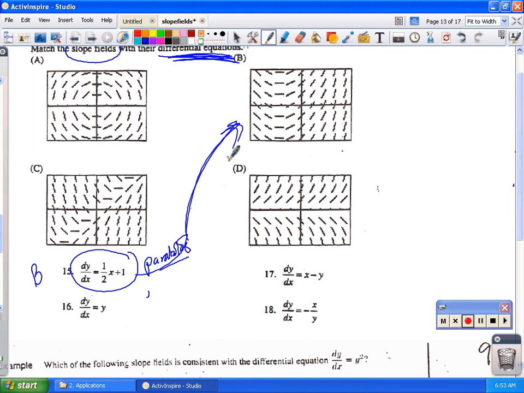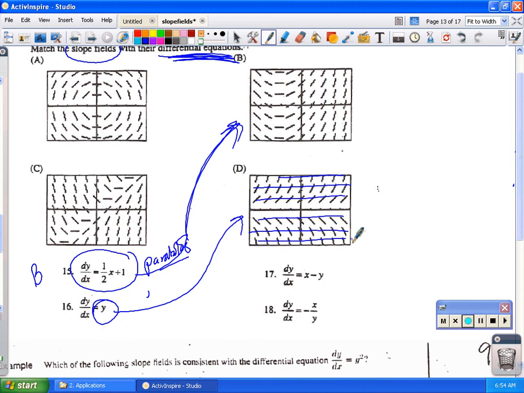Number 16 is pretty easy because look, the derivative depends only on y, so I'm looking for a family that has horizontal rows whose tangents have the same slope. So I look at D, and when I look at D, I can see that everybody along a row has parallel tangent segments. So I know that that belongs to D.